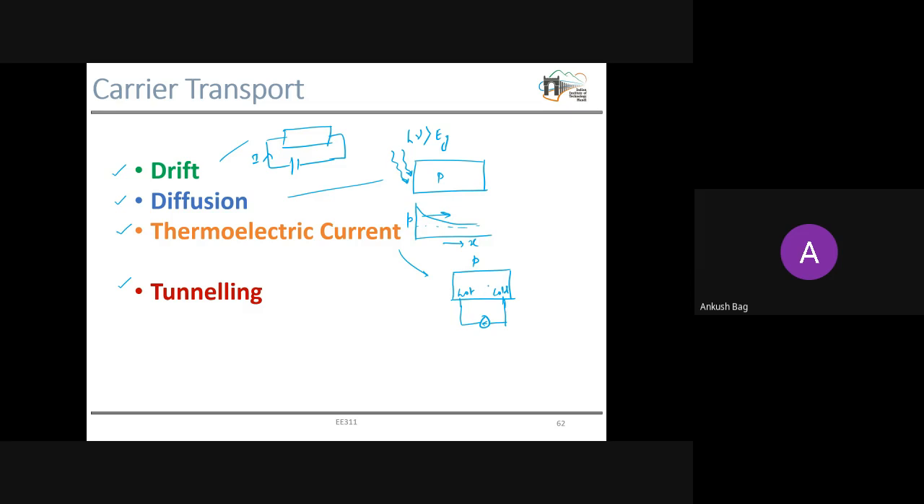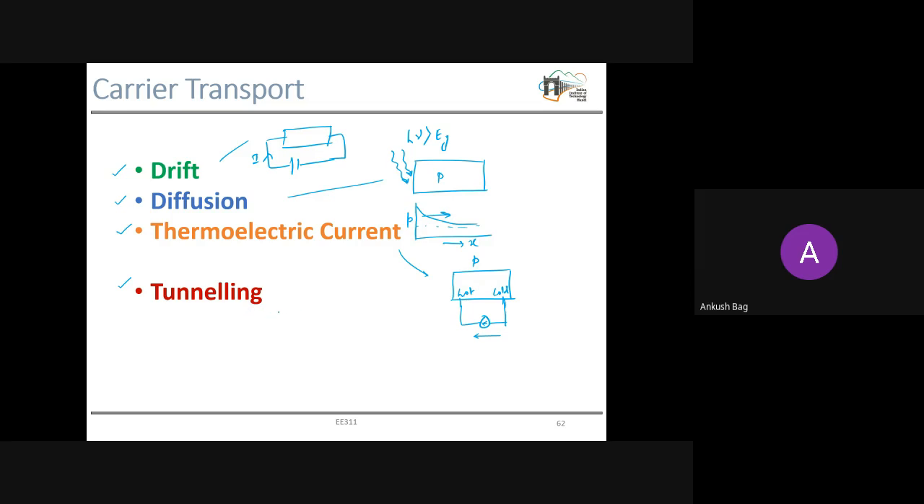So this is another way to know, because when we are taking a certain semiconductor, we may not know whether it is n-type or p-type. So if I give you a particular semiconductor and ask you to check whether it is p-type or n-type, you can do this very simple experiment. This is nothing but the thermoelectric current. Now, what is the tunneling current?